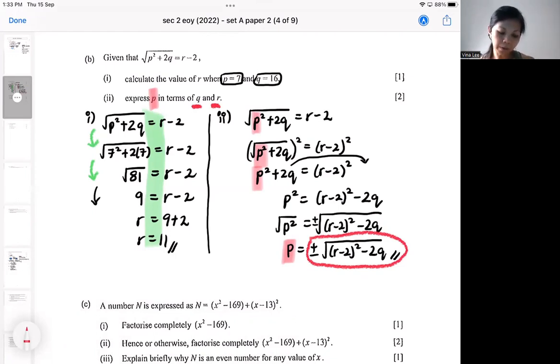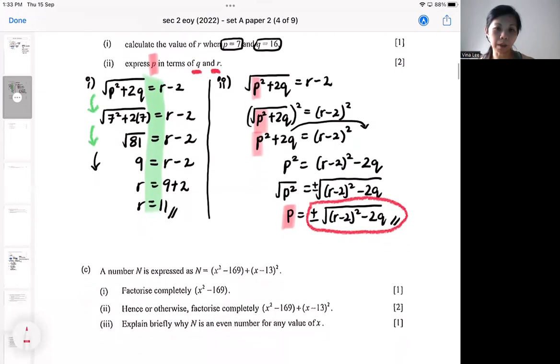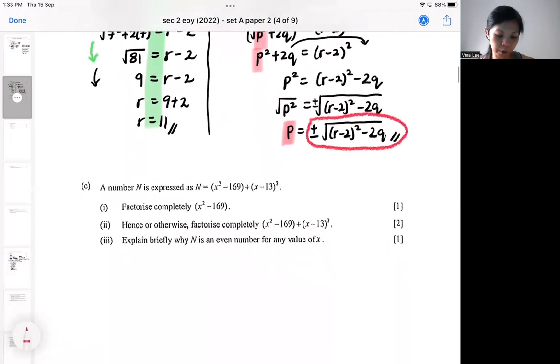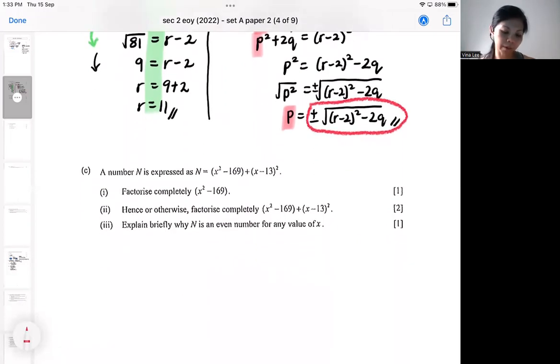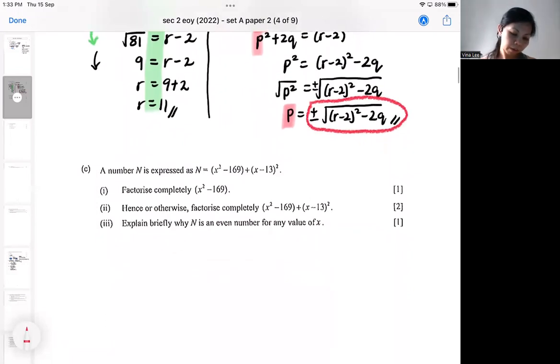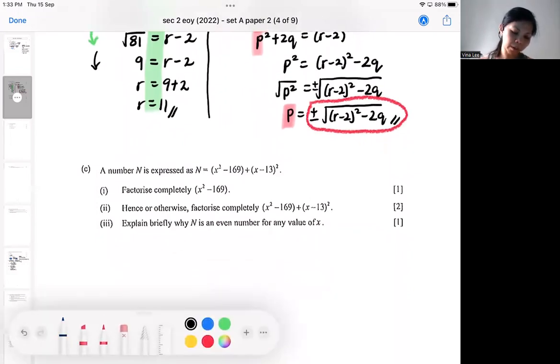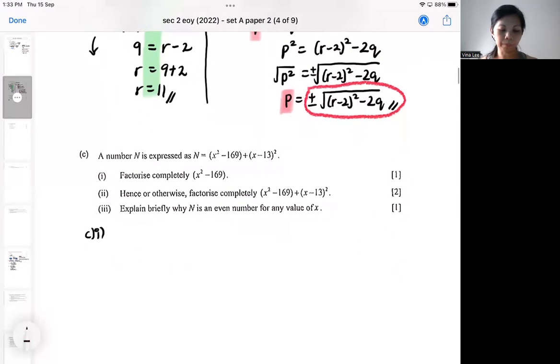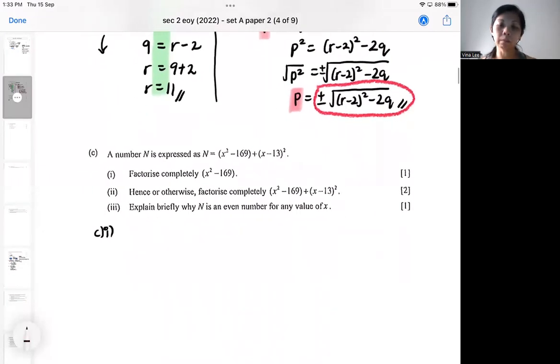Part C deals with the factorization part. The factorization will be back to the 4 methods of factorization that we mentioned in the first question. It's actually not a difficult question, but apparently a lot of people are affected by this question. So you just stay focused.